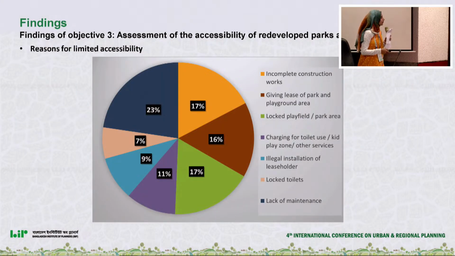Reasons for limited accessibility. Here I tried to make a flow chart for presenting the reasons for limited accessibility. Here we can say 23% of limited accessibility is caused by lack of maintenance, and this is the highest, and the second highest is 70%, incomplete construction work and giving lease of park and playground area.